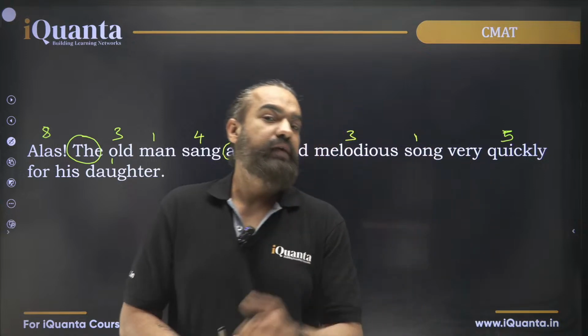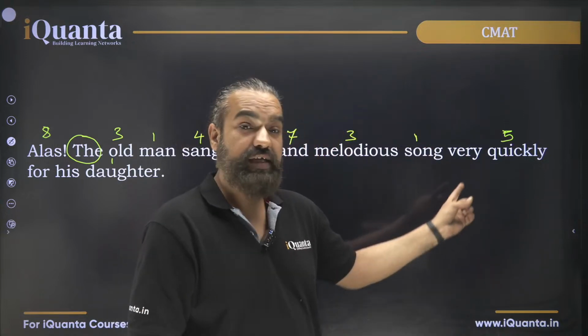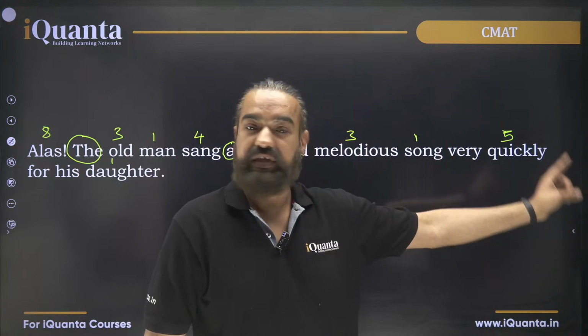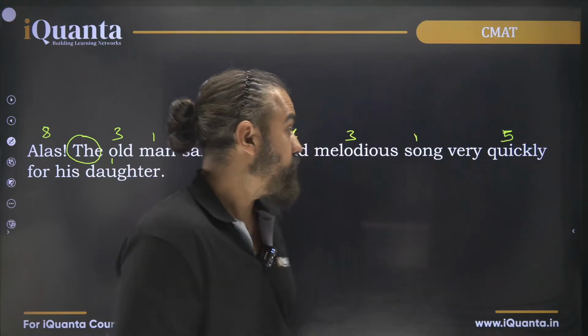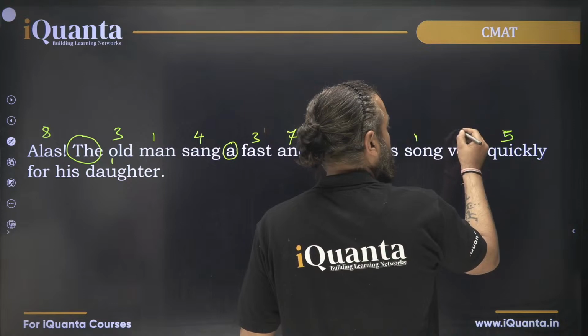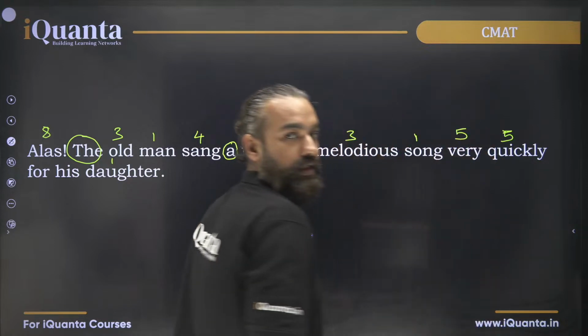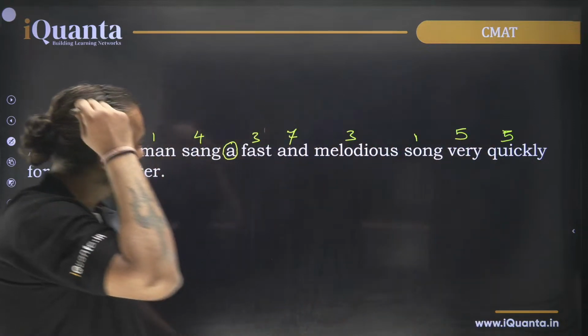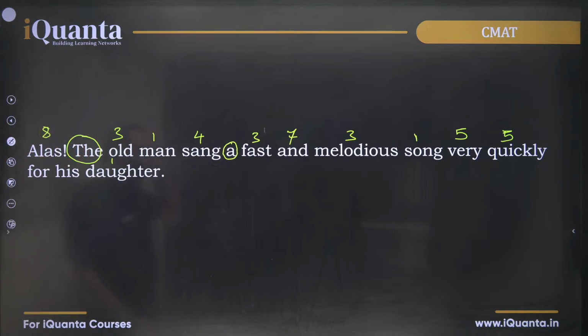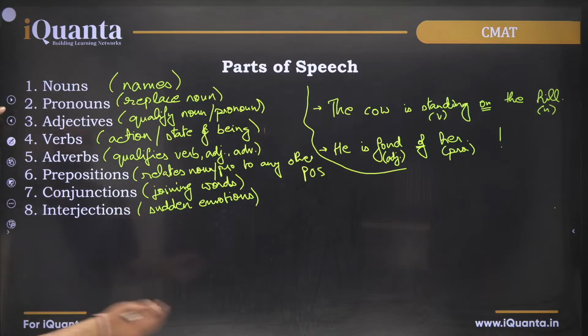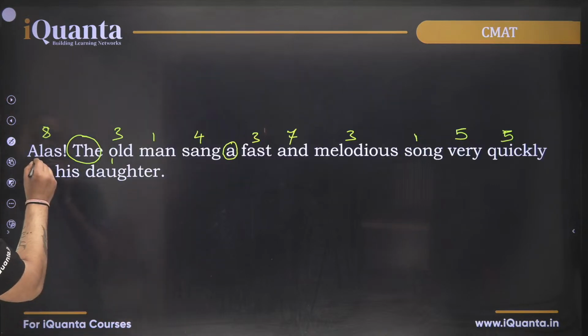Very is also an adverb. Why? Because it modifies the adverb quickly. We've just established quickly is an adverb, so very also becomes an adverb because it modifies quickly. With me? Okay. What about for? I think most of you did answer correctly. 6th, preposition.